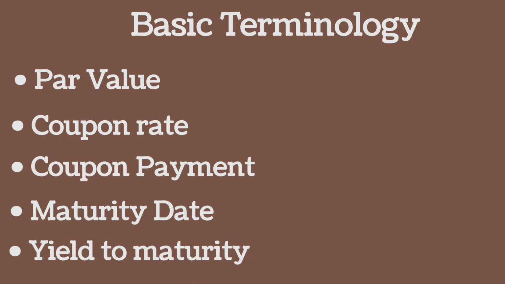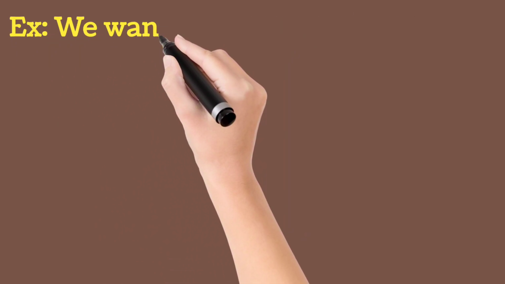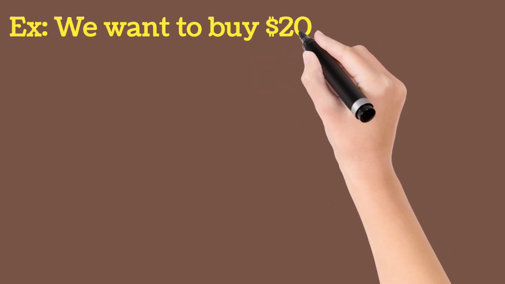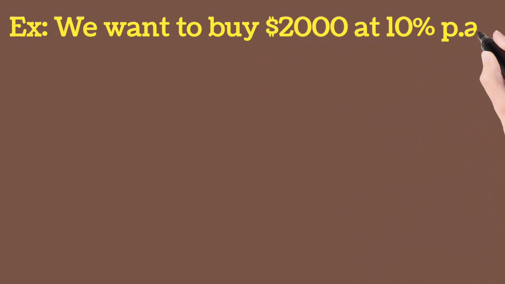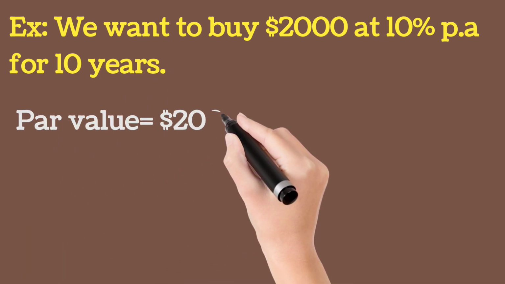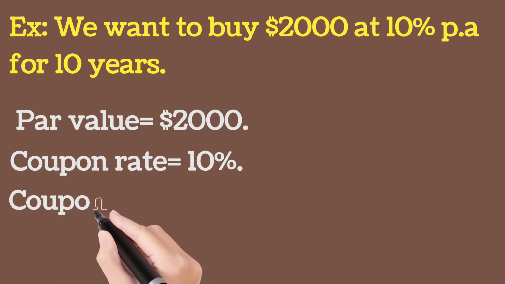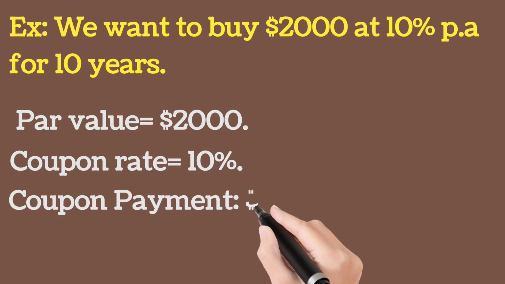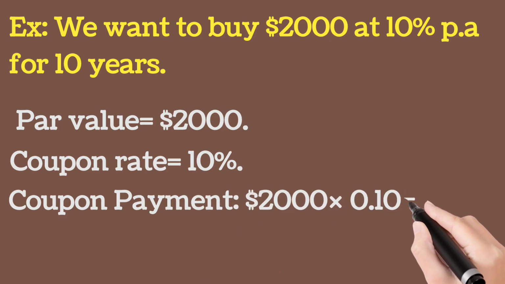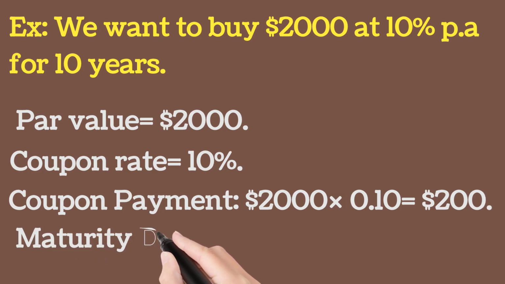To understand these different terms, let's take an example in which we will consider these terms. So we want to buy $2,000 at a 10% per annum rate of interest for 10 years. So here par value will be 2000. Coupon rate is 10%. Coupon payment will be par value times coupon rate, that is $200. Maturity date is the ending term, that is 10 years.